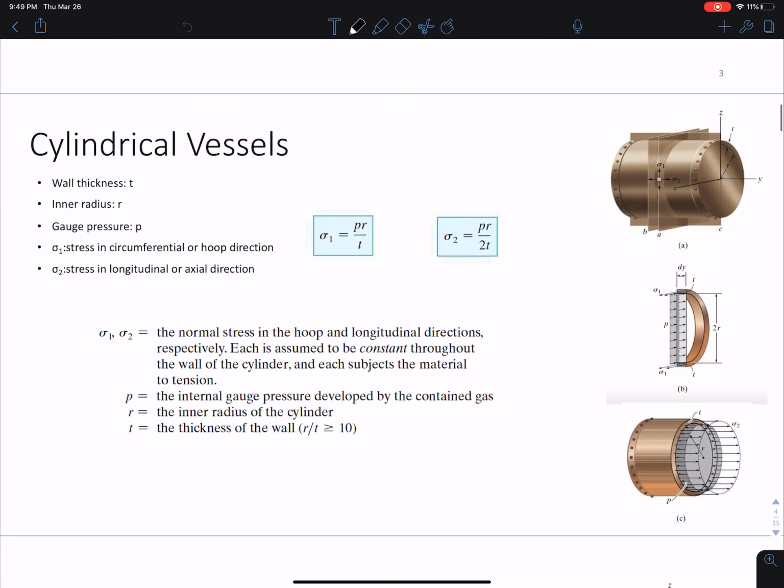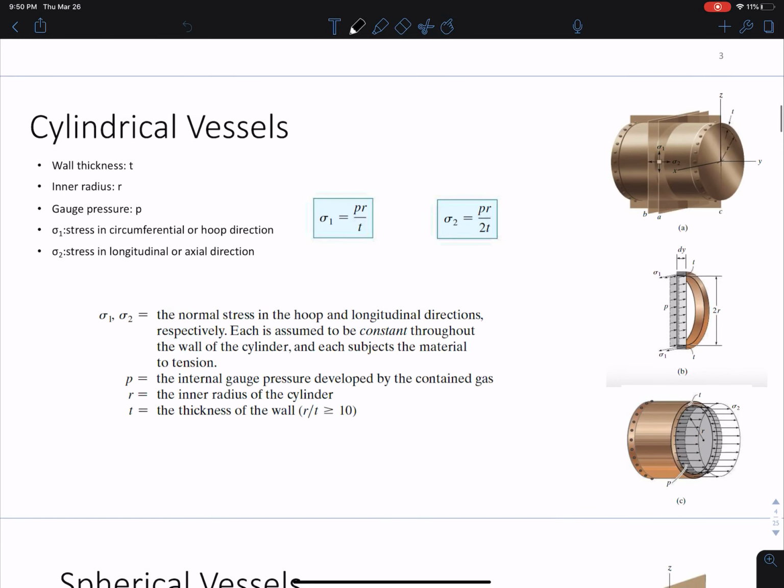Okay. So we're going to start by talking about cylindrical vessels, and then we'll go on to spherical, and then we'll just go right into an example without having to derive too much this time. So for cylindrical vessels, we have the wall thickness t, the inner radius r, which means the radius to the inner portion of that system, not the outer portion, but really it wouldn't matter because they're technically very thin, but it still is the inner radius. p represents that gauge pressure. And then we have two different types of sigmas or normal stresses here. We have the circumferential or hoop direction, and then we have the longitudinal or axial direction.